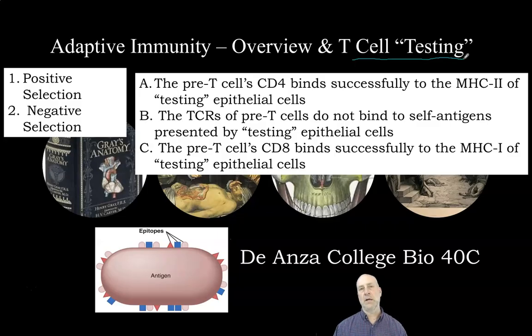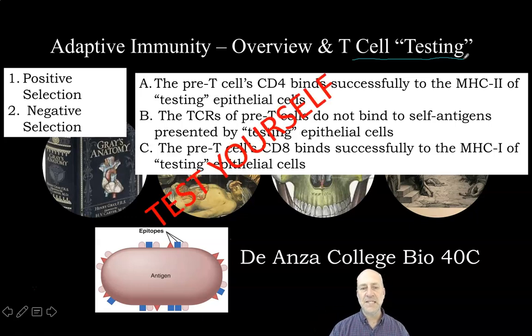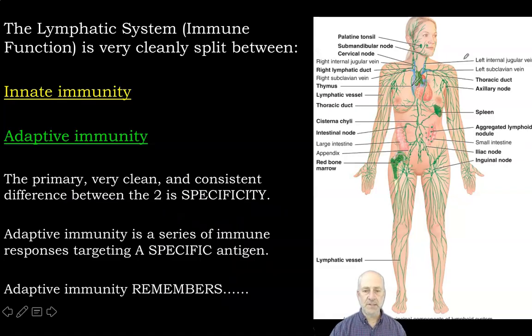And this is what we're talking about: the rigorous testing that the T cells have to undergo in order to succeed and graduate and move on to become mature or immunocompetent T cells. And that happens in the thymus.